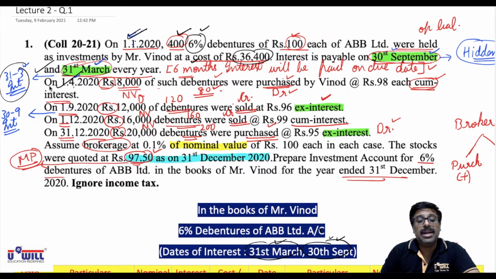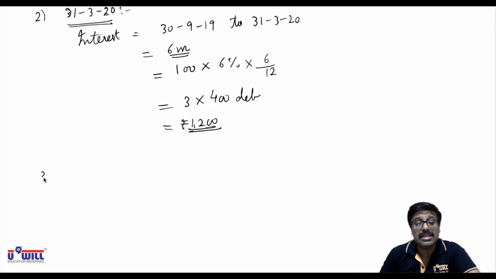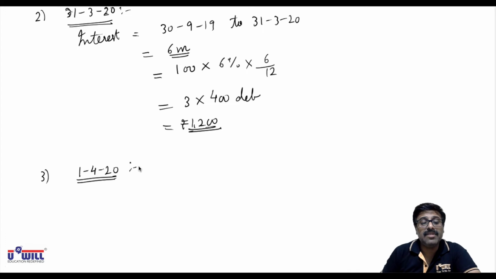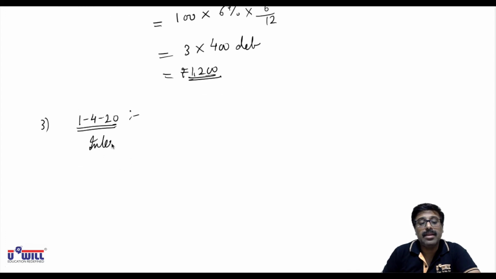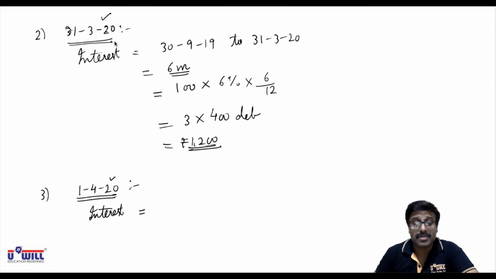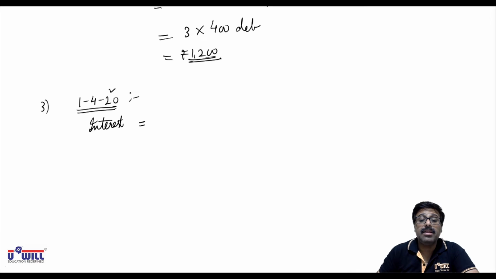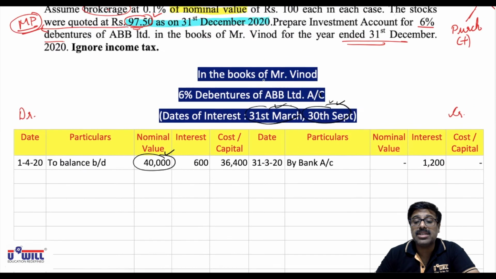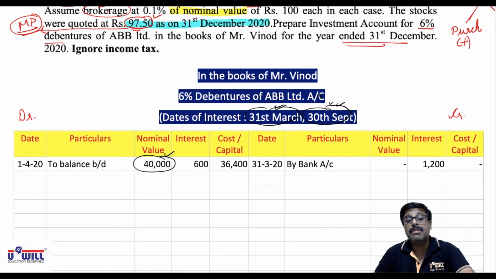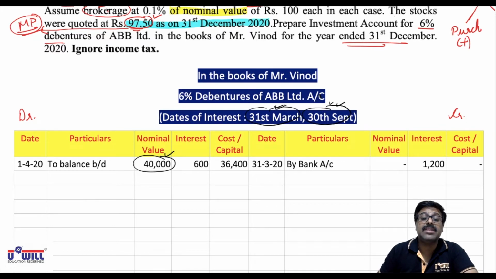On 1st April 2020, rupees 8,000 of such debentures were purchased by Mr. Vinod at 98 each, cum interest, so we have to find the ex interest price. Now, how will we make the workings at the time of purchase? Understand it. 1st April 2020. First, we will again count interest. Now, before 1st April, when did we receive the interest? Just now on 31st March, we received the interest. Before 1st April, out of the two due dates, 31st March and 30th September, which date will fall? This 31st March itself.